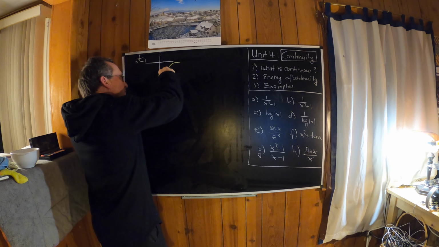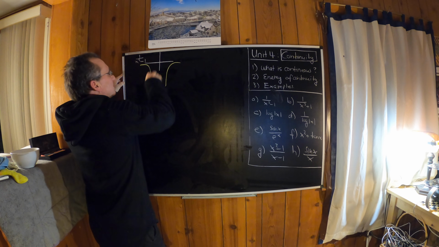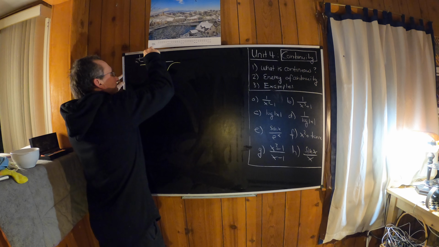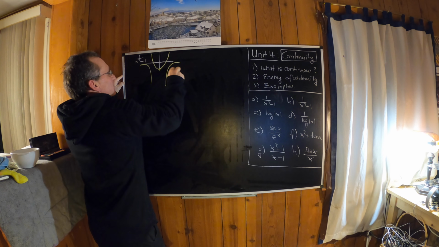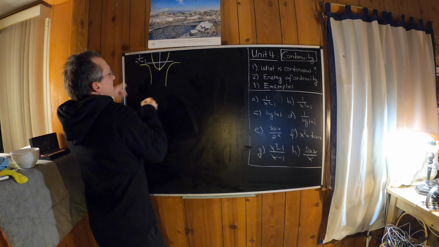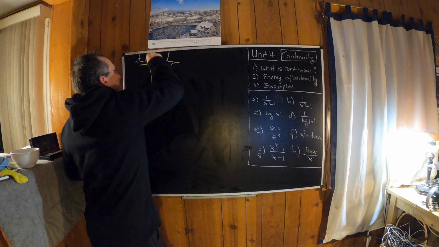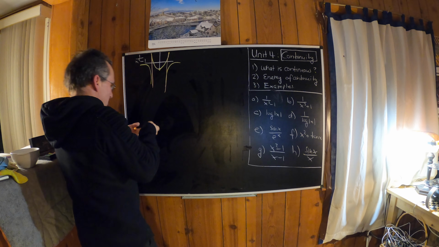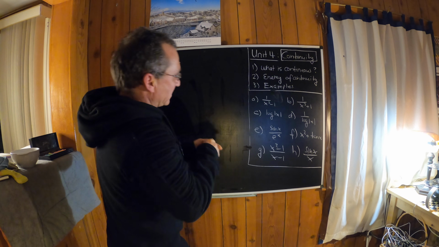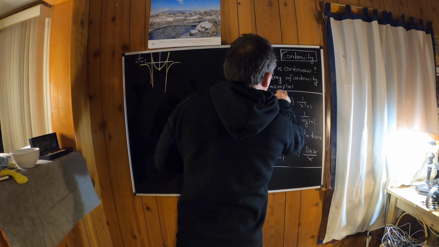It actually goes to minus infinity here. And then at 0, it's minus 1. So it's this function here. So this is f of x. In this case, there are vertical asymptotes here, poles here. So this is not continuous.